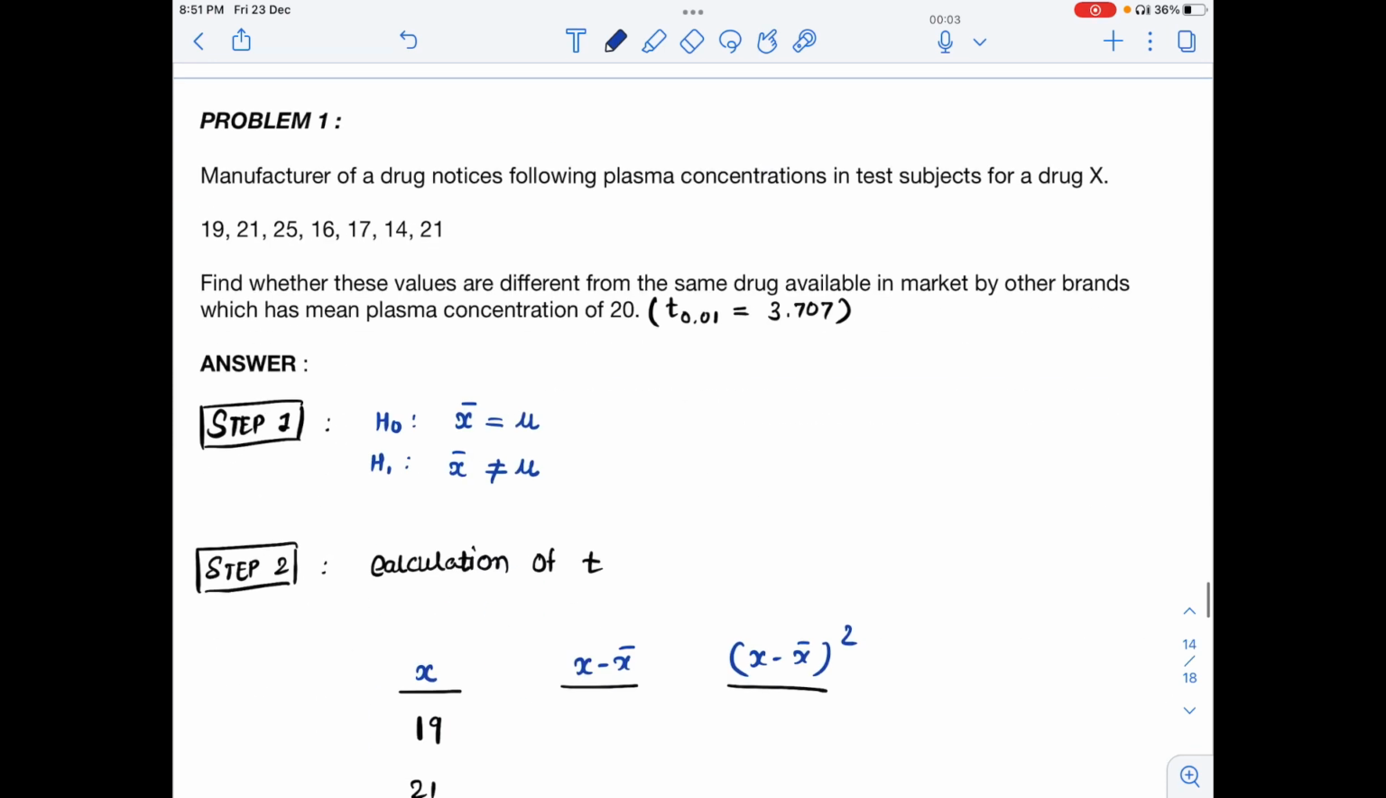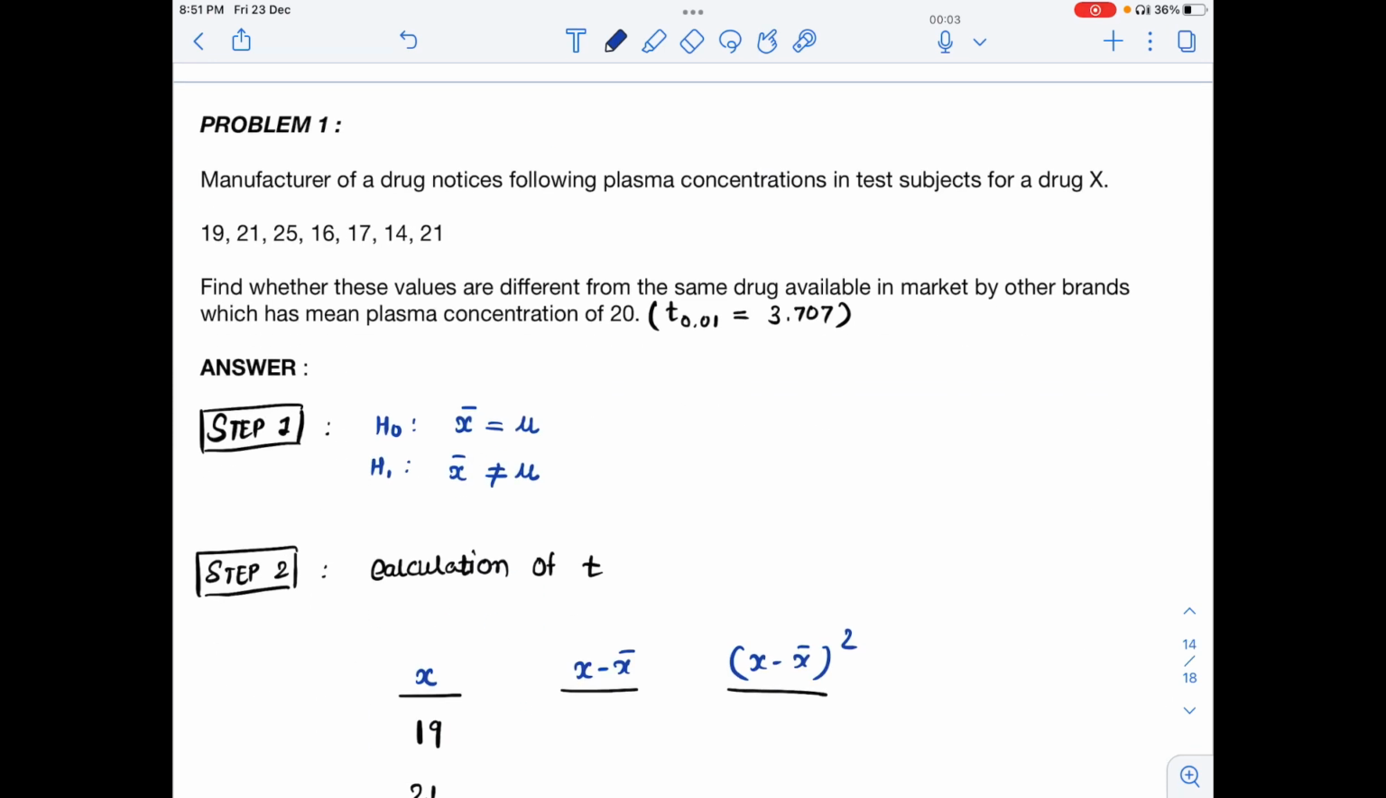Okay, now problem. We have two problems in this lecture. A manufacturer of a drug notices the following plasma concentrations in test subjects for a drug X: 19, 21, 25, 16, 17, 14, 21. Now we have to find out whether these values are different from the same drug available in the market by another brand that has a mean plasma concentration of 20. We are not given the standard deviation because we have to find it from this.